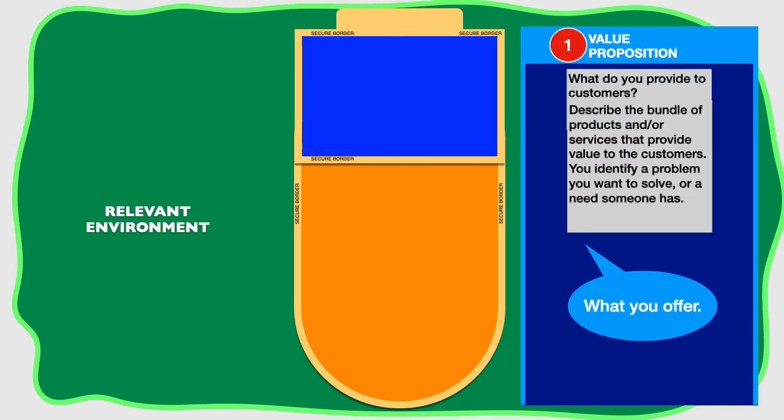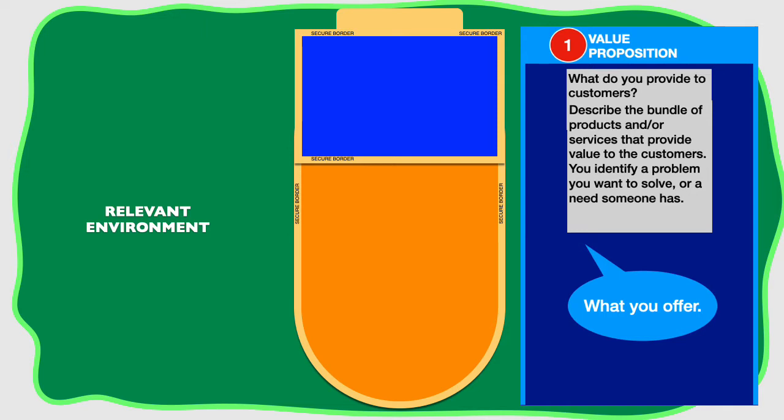This is what step 1 of the Canvas method asks you for: your value proposition. What do you provide to customers? Describe the bundle of products and/or services that provide value to your customers. You identify a problem you want to solve, or a need someone has. This presupposes a market, or part of your relevant environment.